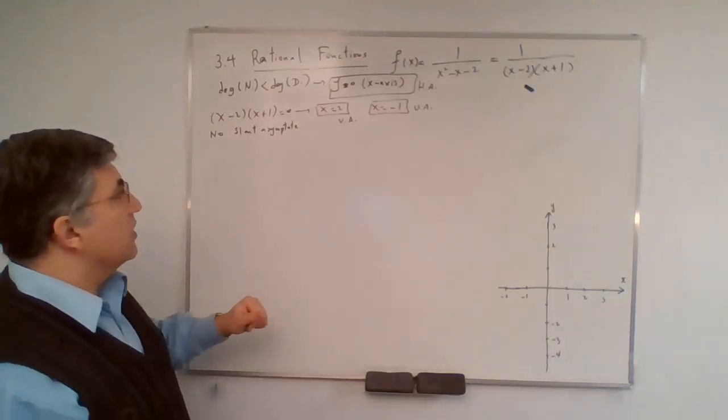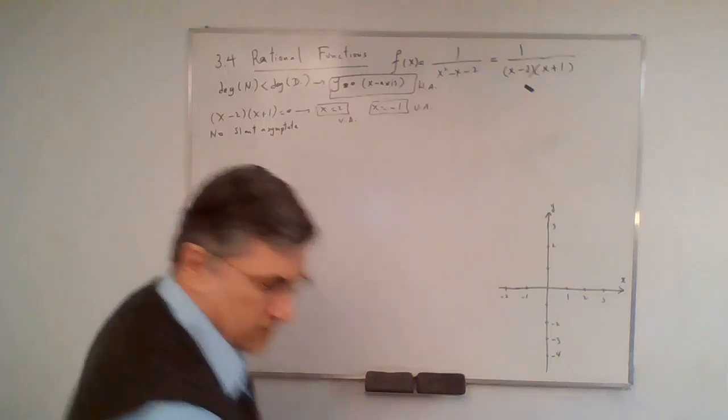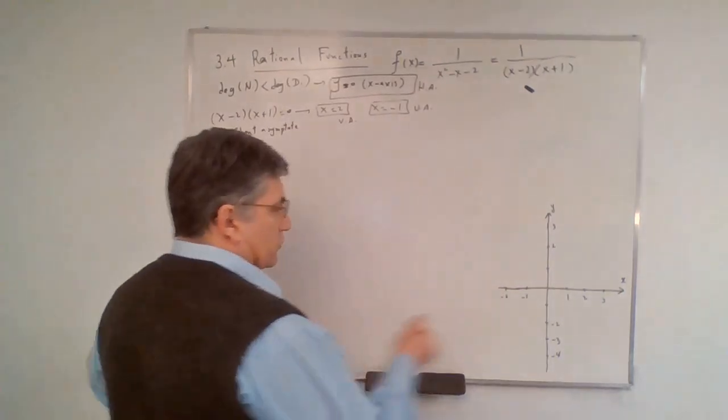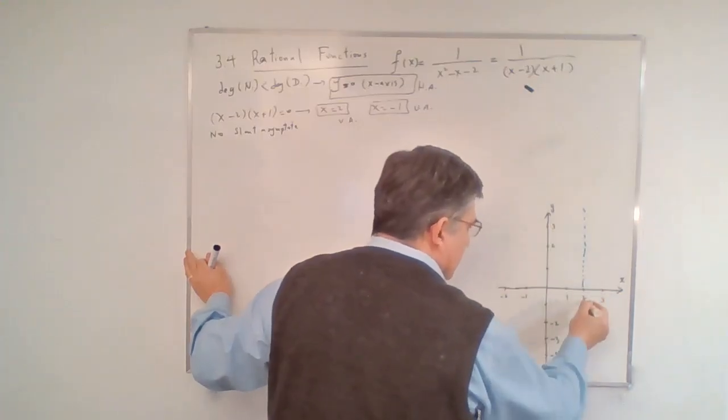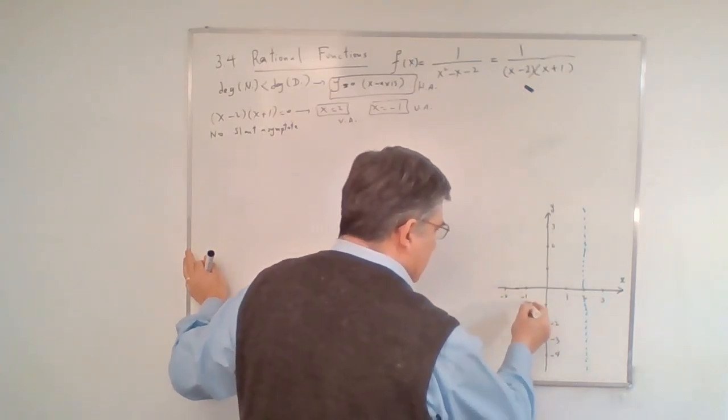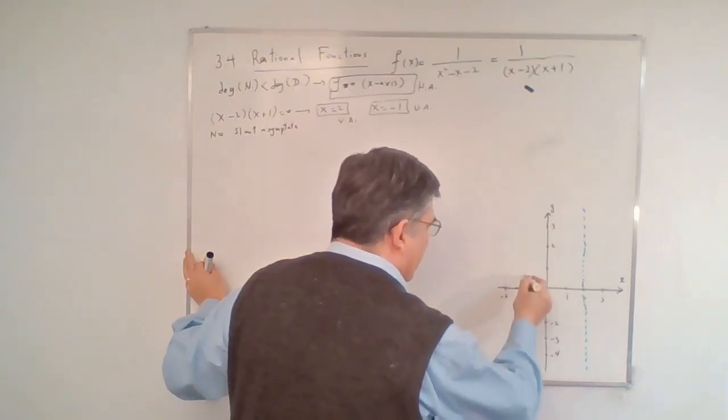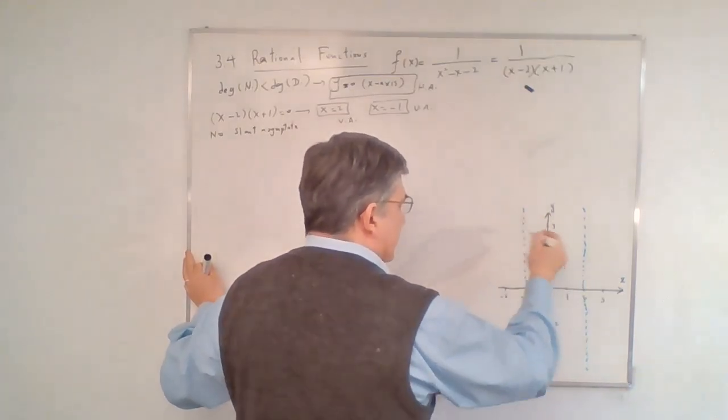Part B, we want to draw these asymptotes first of all. So I'm going to draw the vertical lines. This is one of the vertical asymptotes, and this is the other one. Okay, and I can label them.